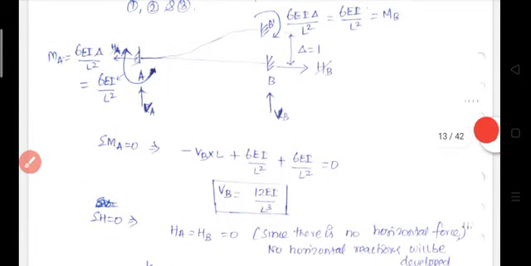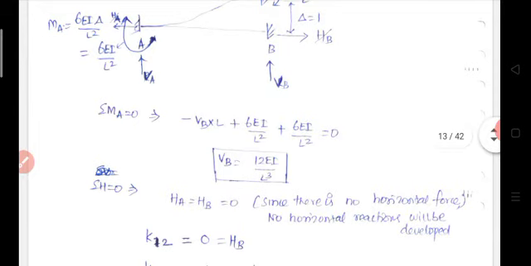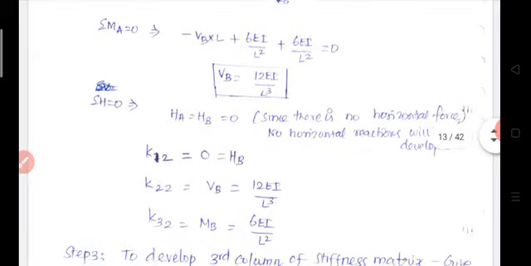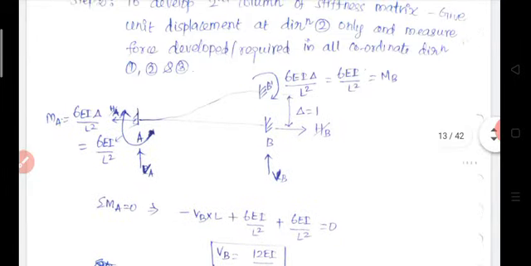Then summation of H equal to 0. So, this shear displacement can't produce any horizontal reaction at this support. So, H A is equal to H B is equal to 0. Since there is no horizontal force, no horizontal reaction will be developed, and also this shear displacement can't produce any horizontal reaction. Then joint B moment, we already know the joint B moment, which is equal to 6 EI by L square.